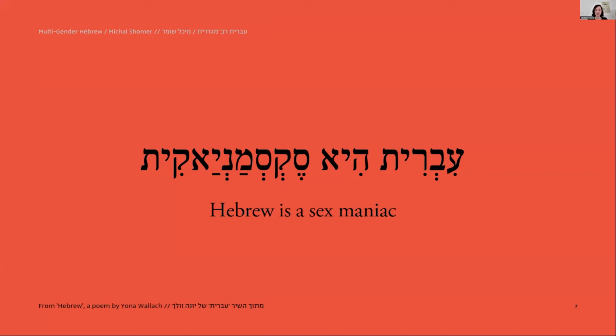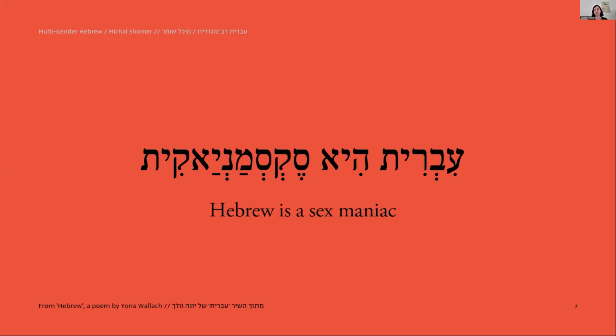This is a quote here from a poem by the Israeli poet Yona Volach, who is a really great poet. I really love her. She has a poem titled Hebrew, and in this poem, one of the things she says is, Hebrew is a sex maniac. The way that I relate to that quote is that Hebrew always forces us to deal with the issue of gender and to take sides and to make a decision when it comes to sex and gender. We always have to address this thing.